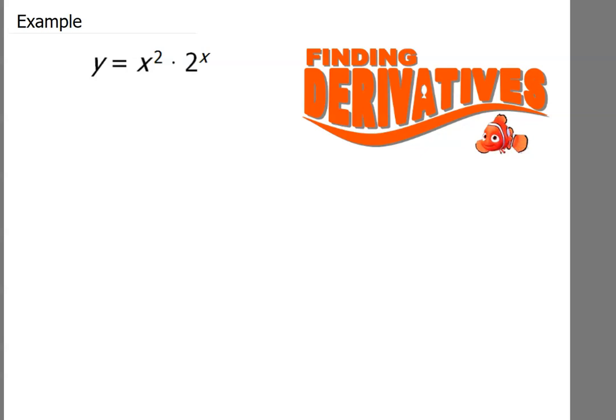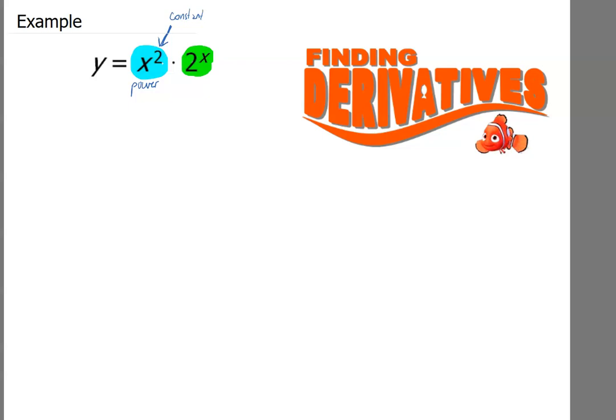The x squared, that's a power function. The reason that's a power function is because our exponent is constant. This is more like a polynomial. This is just a boring old power function. We should know the derivative of x squared from the previous unit.